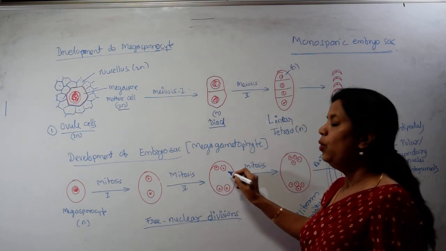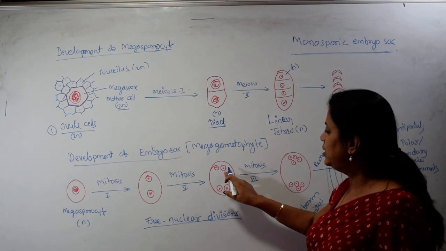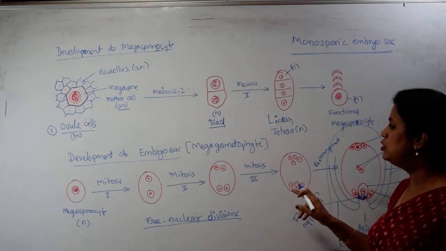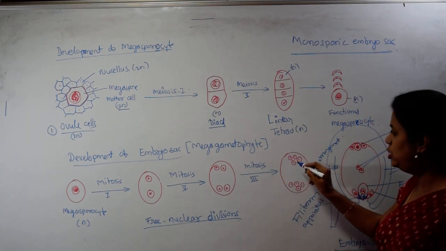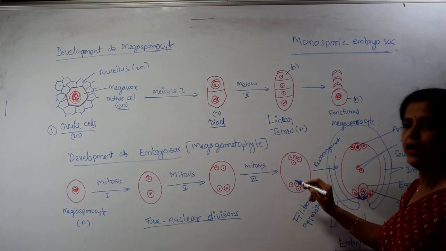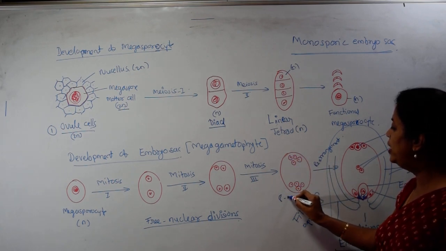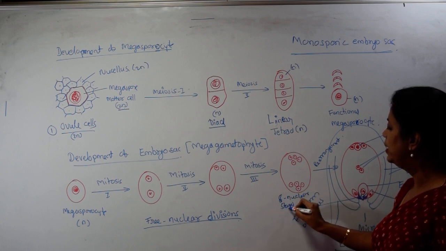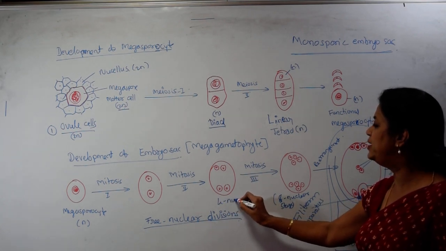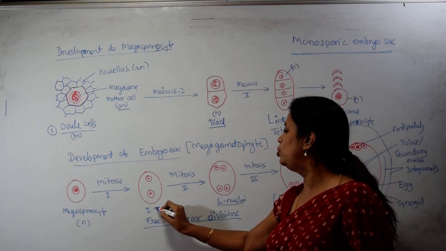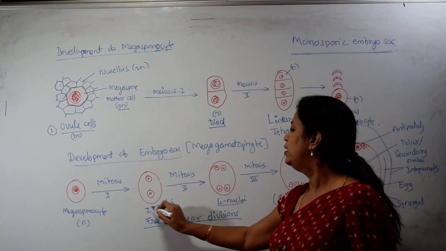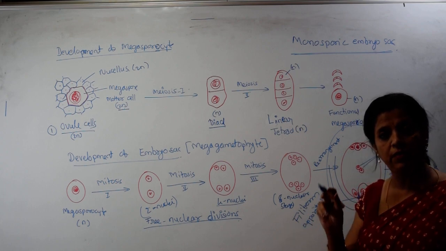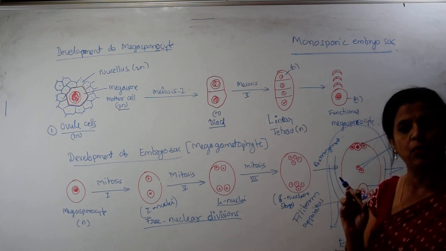Each of them undergoes one more mitotic division to form 2 cells at the chalazal end and 2 cells at the micropylar end. Then again on the 3rd division, at each pole 4 haploid nuclei are formed. This is the 8 nuclear stage. This is the 4 nuclei stage. This is the 2 nuclei stage, right? Like this, free nuclear divisions are taking place without the formation of a cytoplasmic wall or cell wall.